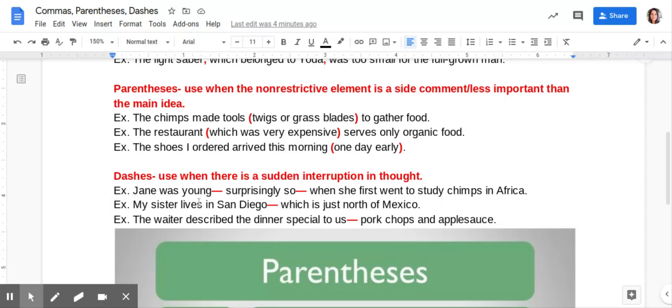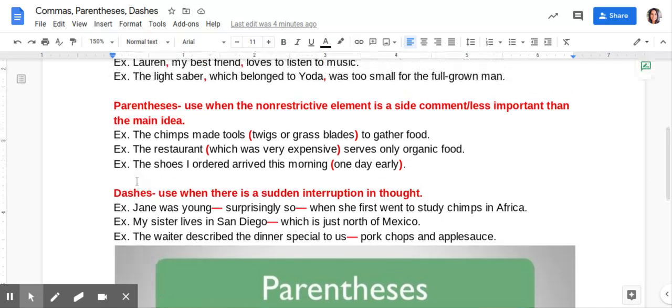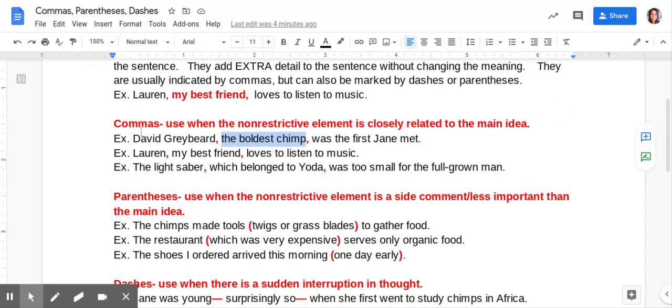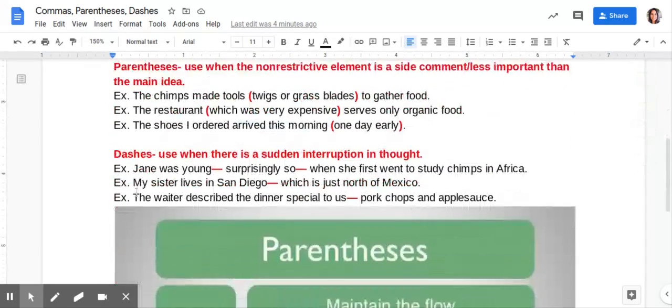My sister lives in San Diego, which is just north of Mexico. And the last example, the waiter described the dinner special to us: pork chops and applesauce. So we don't really use dashes that often. You will mostly see commas and parentheses.